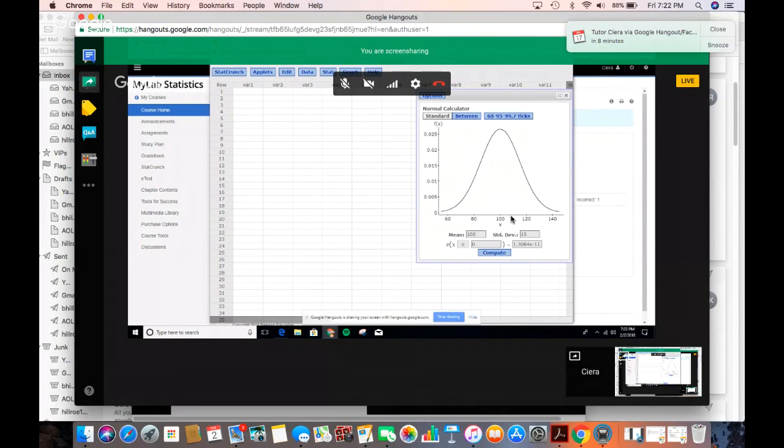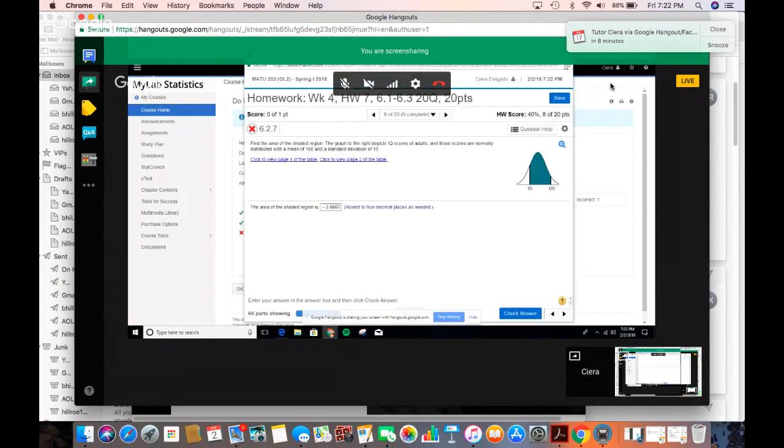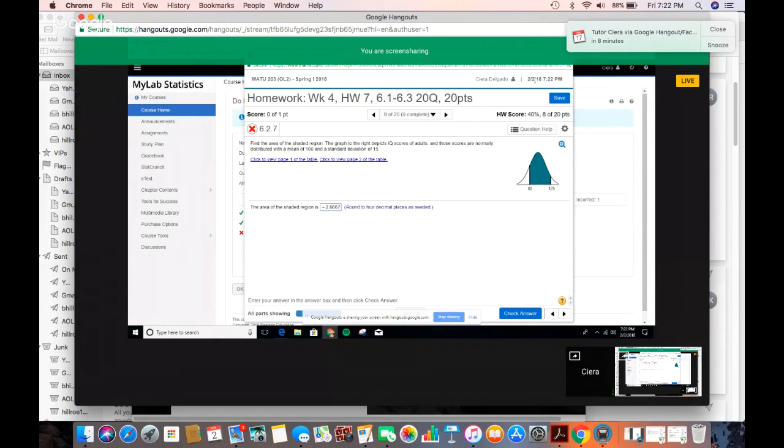Okay, so let's go back to that original problem. All right, so the area of the shaded region is negative. Now, is that the number that you figured out? Well, I was plugging it into the calculator, so I'm haphazardly doing it because I don't know.